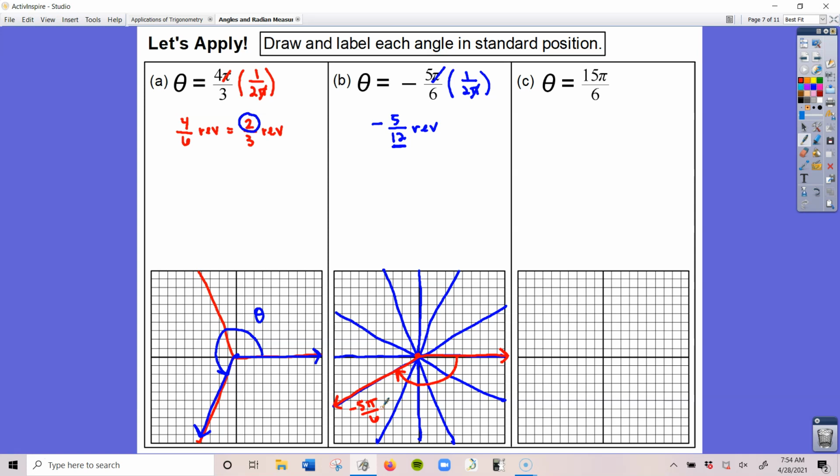Now let's look at this last one here. We have 15 pi over 6. So I'm going to multiply by 1 over 2 pi. My pi's will cancel, and I get 15 over 12, which can be simplified by 3, so 5 over 4. So that is 5/4 of a revolution.